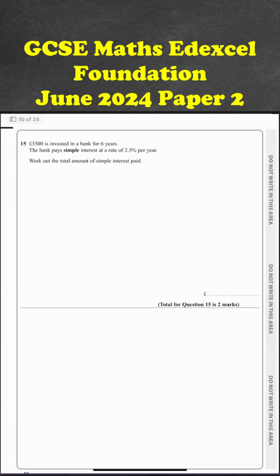Question number 15. £3,500 is invested in a bank for 6 years. The bank pays simple interest at a rate of 2.5% per year. Work out the total amount of simple interest. All we need to do here is 3,500 times 0.025. So work it out for 1 year. Gives us 87.5, which I've done on my calculator. And then they've said it's going to be for 6 years. It's simple interest. £525 is our answer.